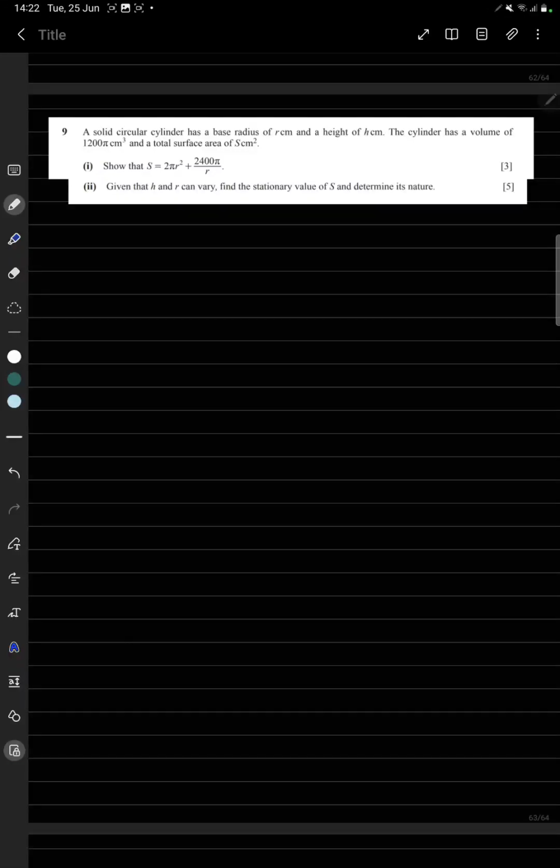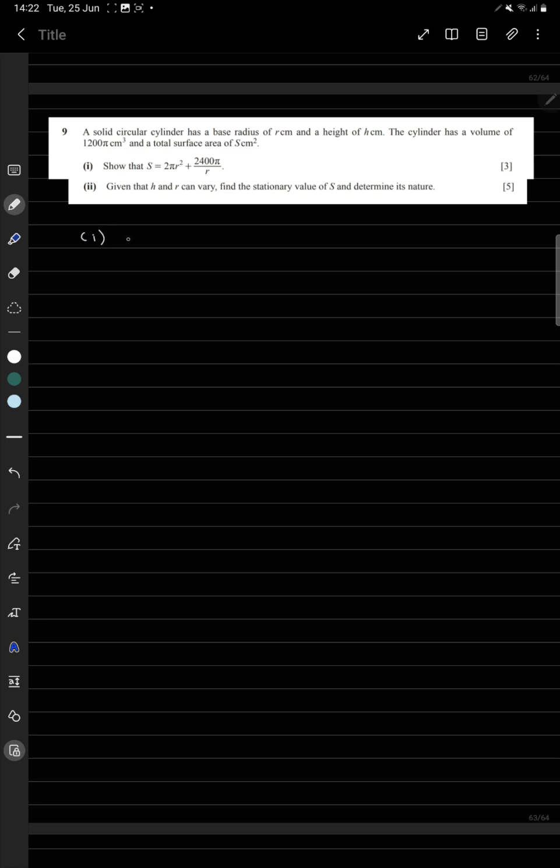Now, in question number 9, the question says that a solid circular cylinder has a base radius of r centimeter and a height of h centimeter. The cylinder has a volume of 1200 pi and a total surface area of s centimeter square. So we want to show that s is equal to 2 pi r square plus 2400 pi over r.